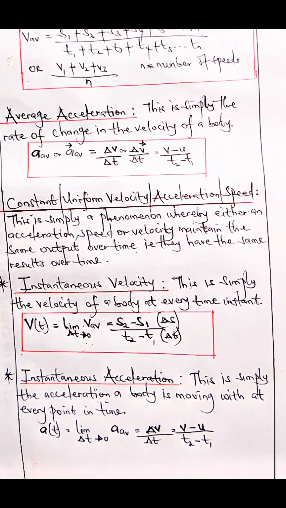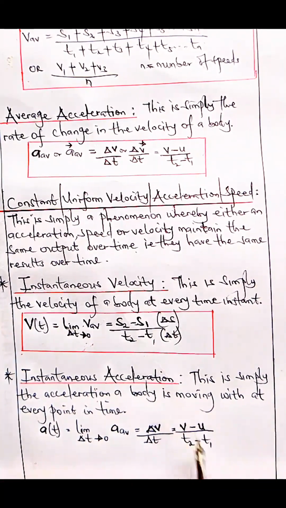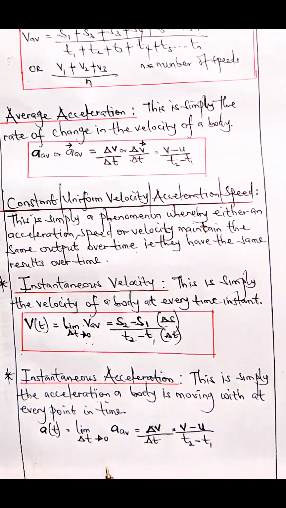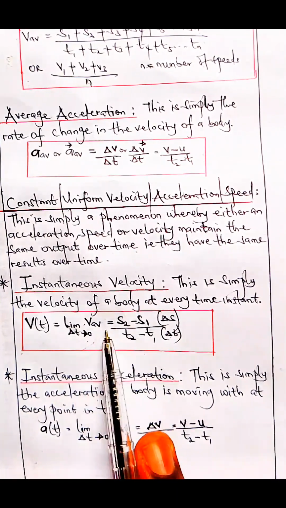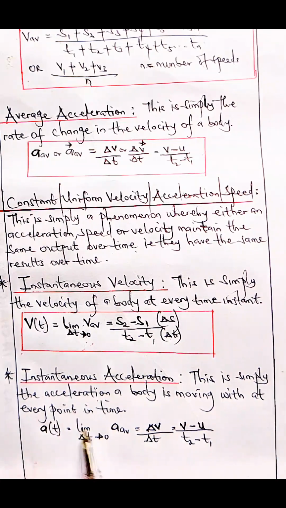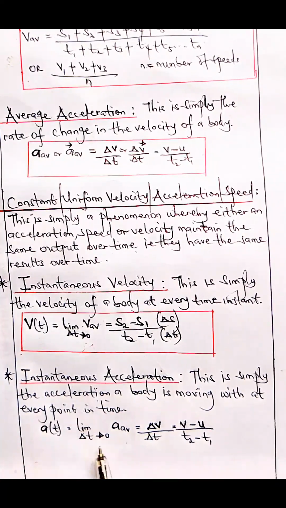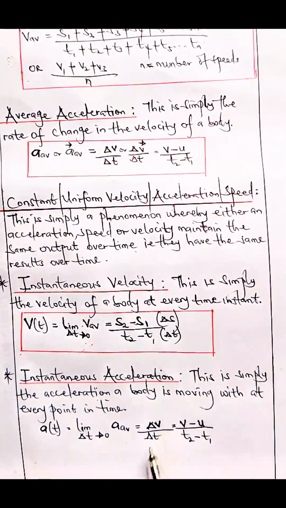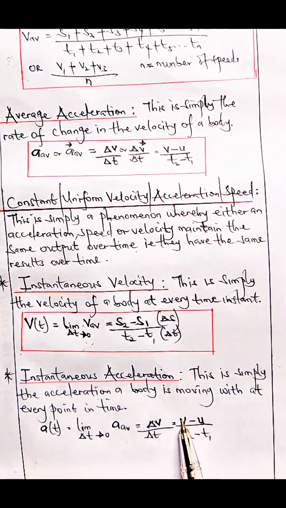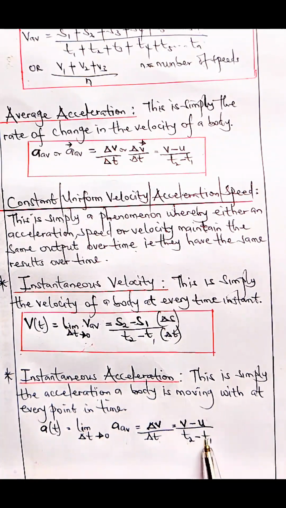So the last thing we're going to be looking at today, before we call it a day, is instantaneous acceleration. It's simply the acceleration of a body at every point in time, at every given time instant. So very much like instantaneous velocity. So instantaneous acceleration, as you can see, is acceleration at every time instant. So it's the limiting of an average acceleration, I beg your pardon, even as change in time taken approaches zero. So this is simply change in velocity over change in time taken, which is final velocity, that's velocity 2, minus velocity 1, which is initial velocity, over change in time, time 2 minus time 1.